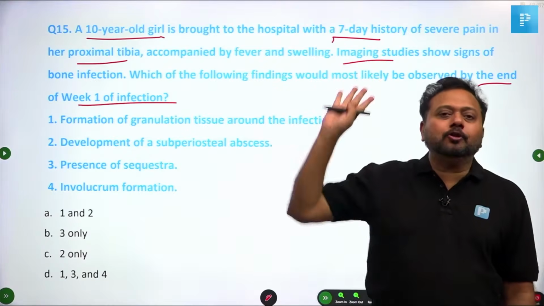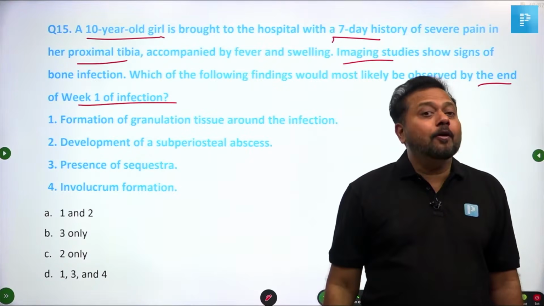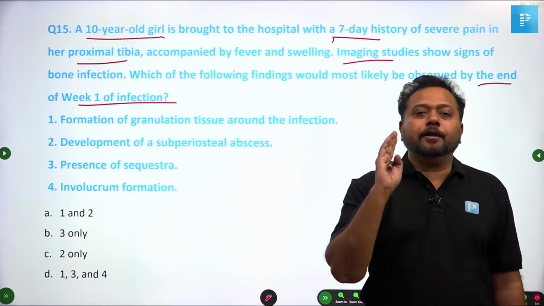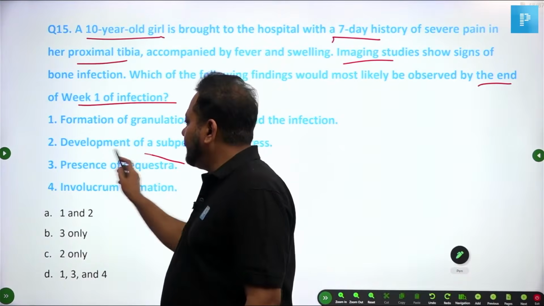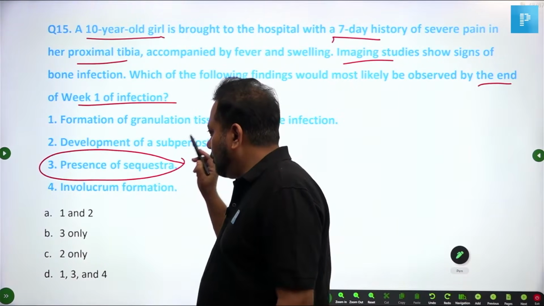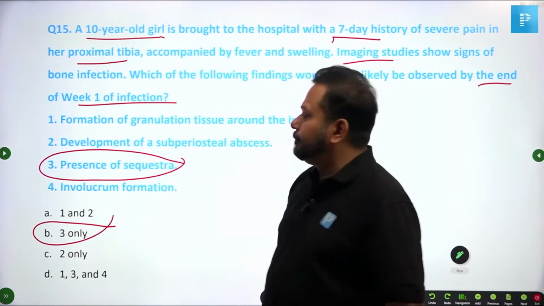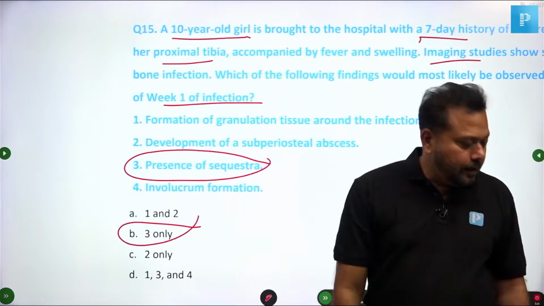This is a case of osteomyelitis. End of first week, what will be the only change that is seen in the X-ray? Presence of sequestra. So, it is choice B, 3 only.